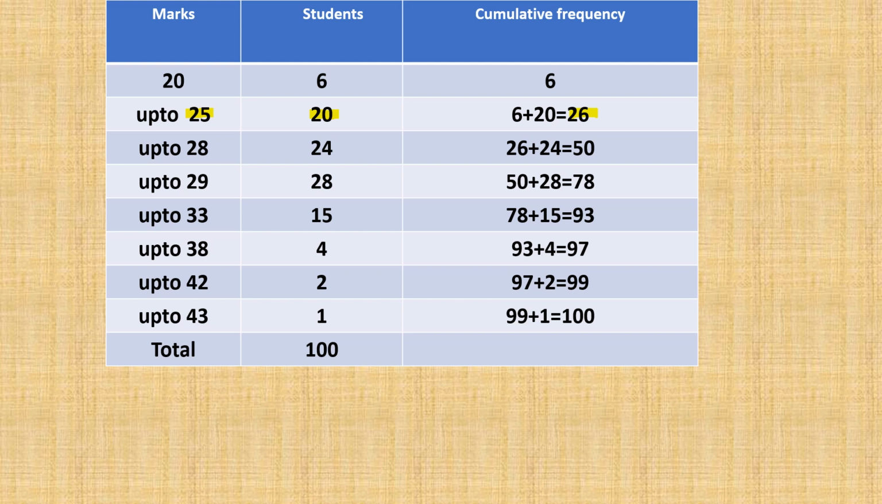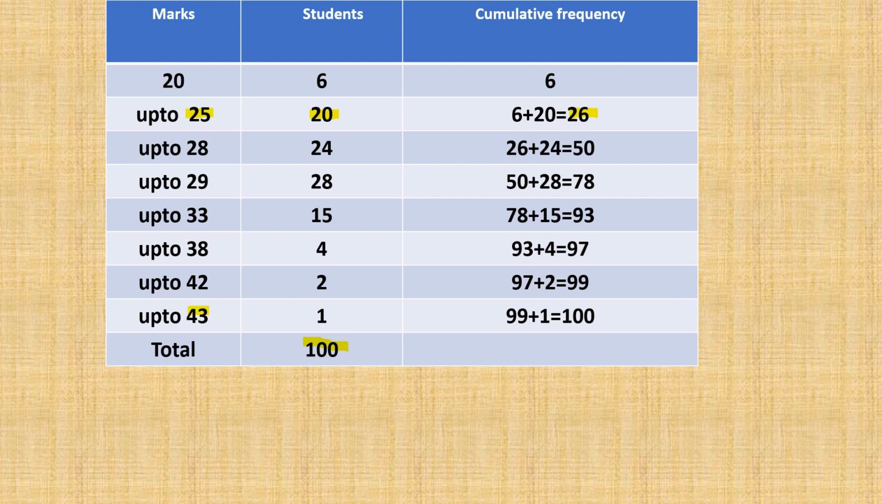This we already know even from the grading system. Up to 91 marks, up to 83 marks, like this. Similarly, if you observe the last one, up to 43, less than or equal to 43, how many students are there? 100. So these 100 students got less than or equal to 43. So this is clear, I think.